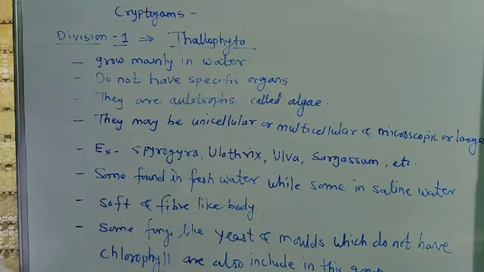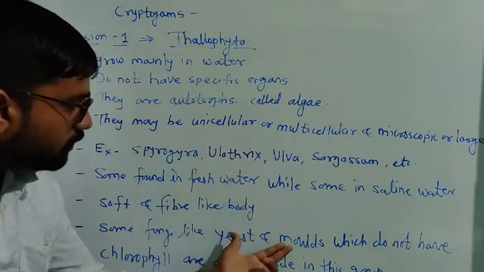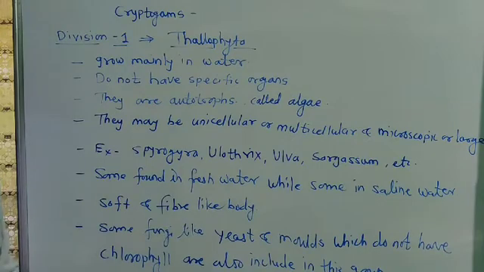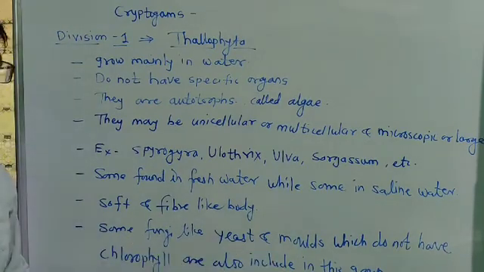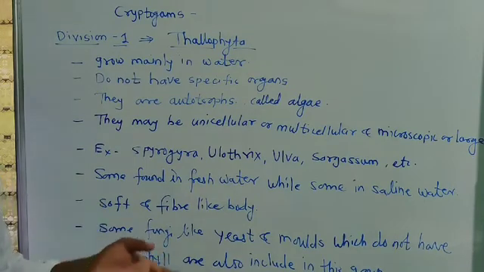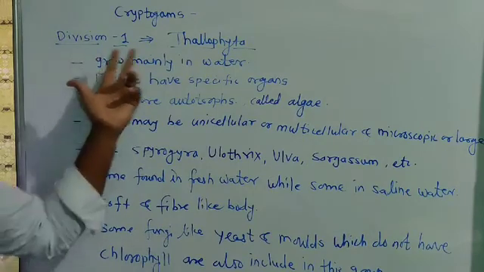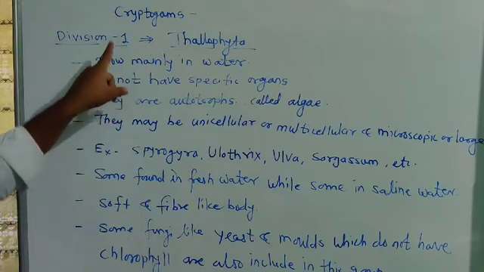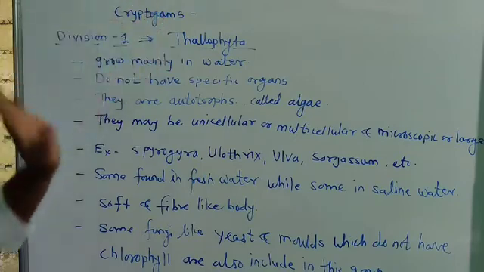Their body is very soft and it is like a fiber. Some fungi like yeast and molds, which do not have chlorophyll, are also included in this group. They do not have chlorophyll but still they fall in this category, thallophyta, division first. Remember, this is the first division of plants which fall under the category of cryptogams.